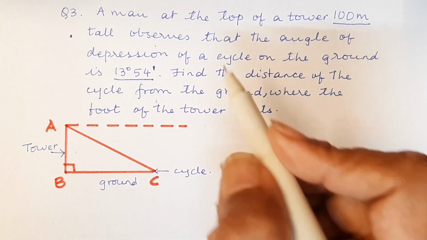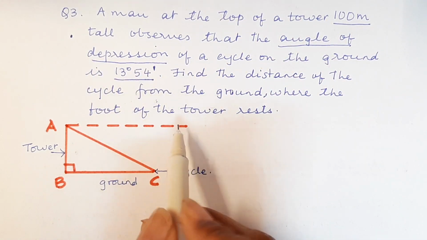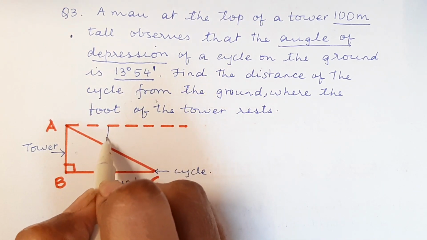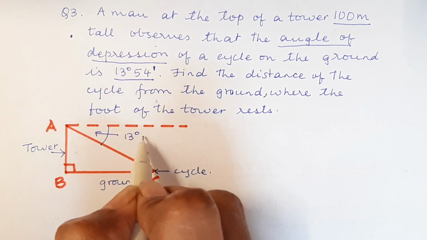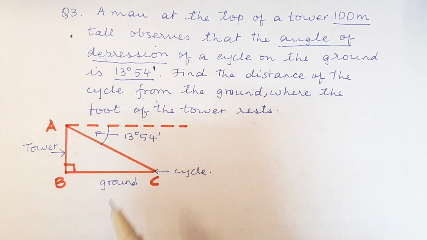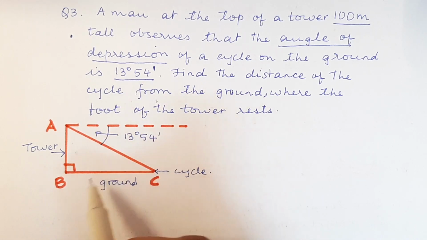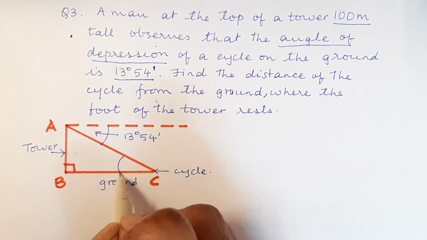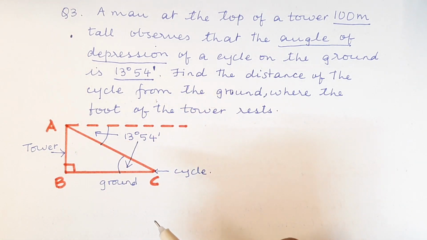Now, because there is an angle of depression, I'll have to show the horizontal, and then the line of sight will be below that horizontal. So this angle over here is 13 degrees and 54 minutes. Now this angle is outside the triangle, so we use the property of alternate angles. We have this parallel to BC, and so alternate angles are formed. So this angle also is going to be 13 degrees and 54 minutes.